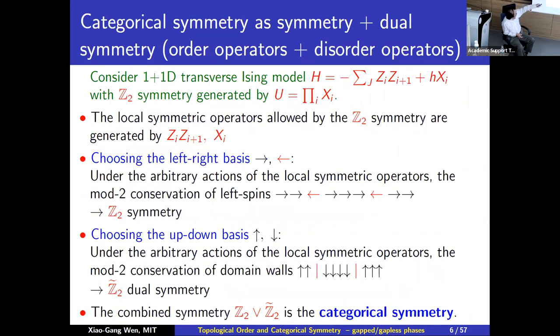So let's present the point of view. The categorical symmetry is a symmetry plus dual symmetry, or the order operator plus disorder operator. That point of view is actually the easiest. So let's again consider an example like the one-dimensional transverse field Ising model, with a Z coupling and an X coupling. The Z2 symmetry is just a spin flip, the spin up, spin down flip. That's the Z2 symmetry.